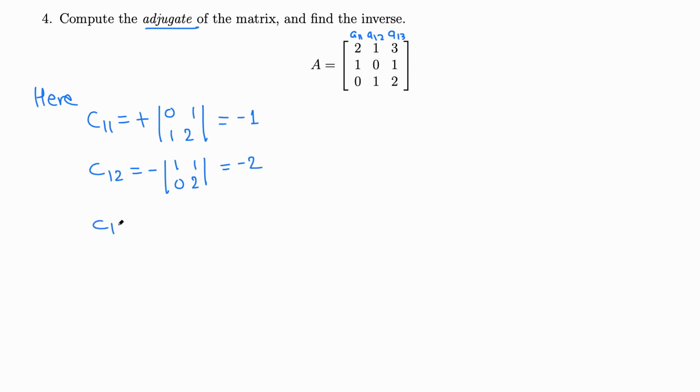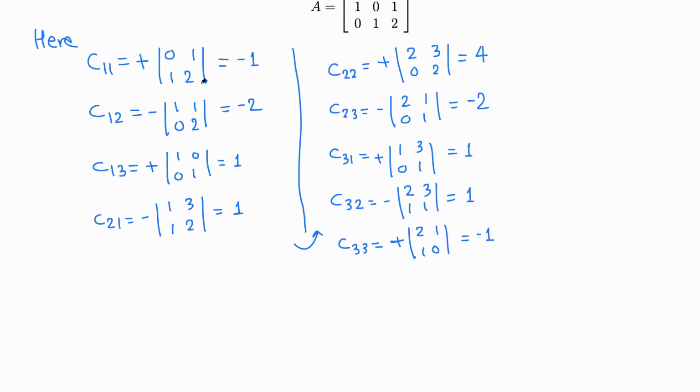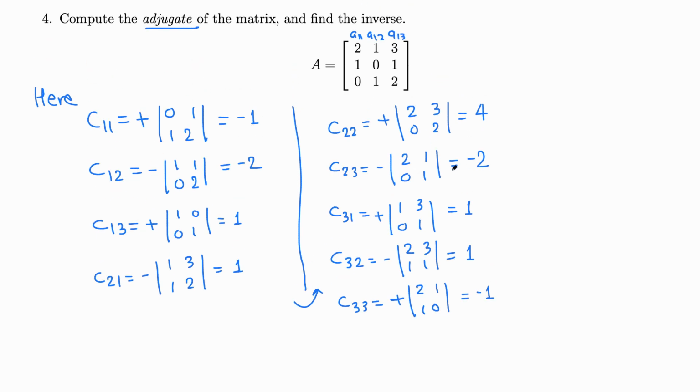So I'm going to find all 9 cofactors here. In this way we find all 9 cofactors. Then now we need to find the determinant of A, and we can expand along any row or any column. Let's expand along the first column.